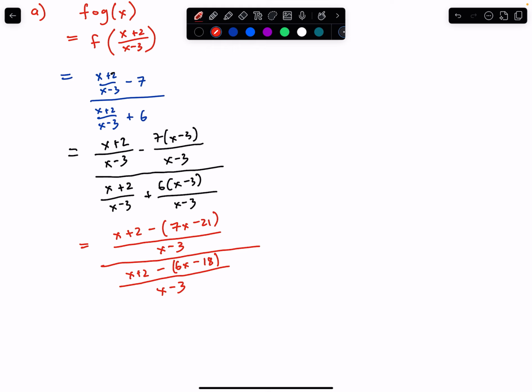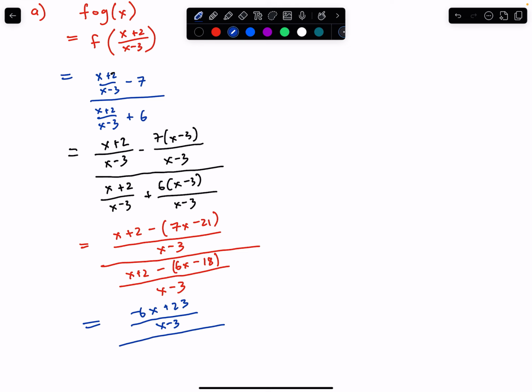Okay, so next step, just going to combine all these guys, right? The top one, you've got x, and you've got a negative 7x. So altogether, that's negative 6x. And then you've got a plus 2 and a minus negative, that's going to be a plus. So plus 2 plus 21, that's plus 23. Okay, so that took care of that portion over x minus 3.